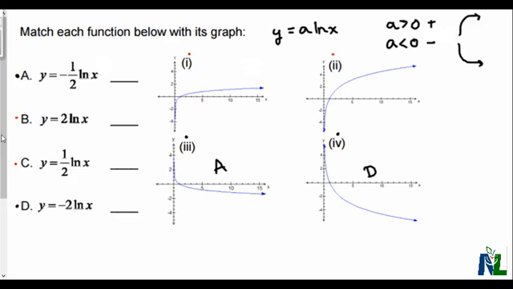So if I look at y equals 2 ln x, I can see I've got a fairly gradual turn here. So that means that b would match up with graph 2. And if I look at c, I've got that 1/2 value, meaning that the y values are not increasing as quickly as they would be for graph 2 here, so that would have to pair with graph 1.